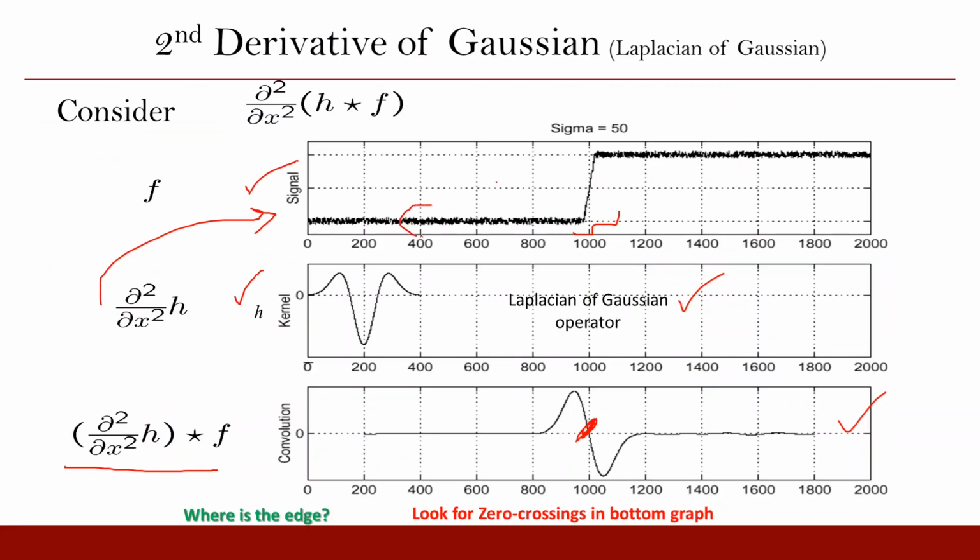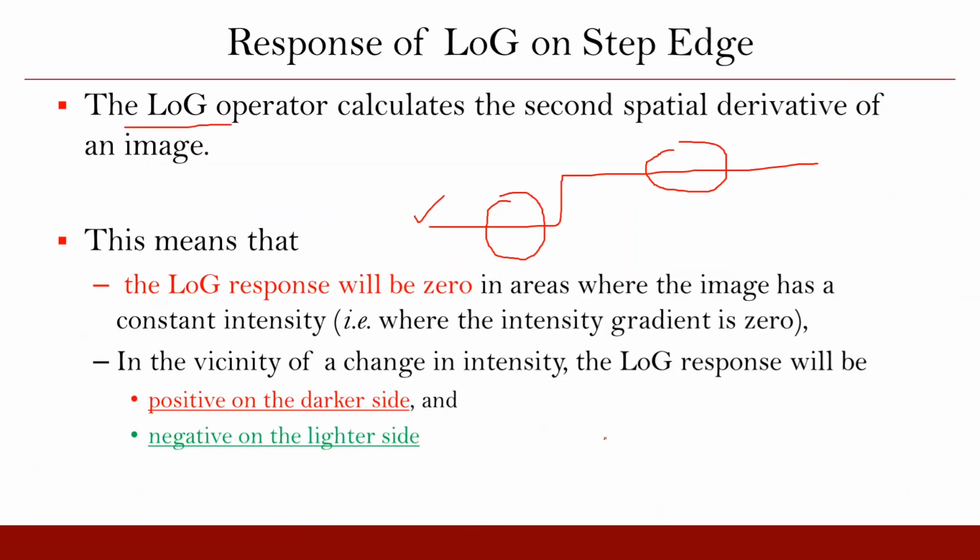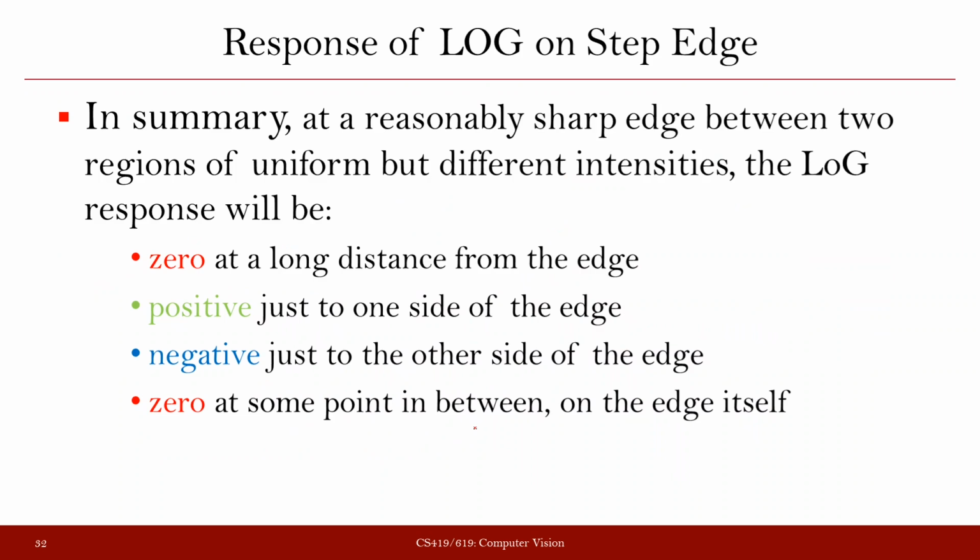So corresponding to this part, when you are closer to the edge but on the darker side, you are getting positive value. But when you are closer to the edge on the lighter side, you are getting negative value. So that's what happens when you are applying the LoG operator, and that's exactly what we are stating here: you will get positive on the darker side, and negative on the lighter side.